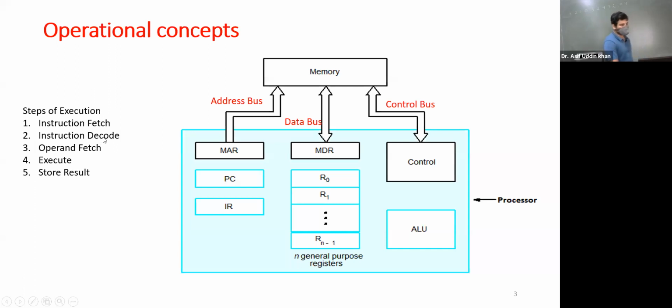And in the instruction decode phase, what happens? The instruction present in the instruction register, which was just fetched, is decoded. Then after decoding the instruction, the processor gets to know what operation to perform, whether to add, subtract, multiply, or do some other operation. Then the operand is fetched, then executed, then the result is stored.